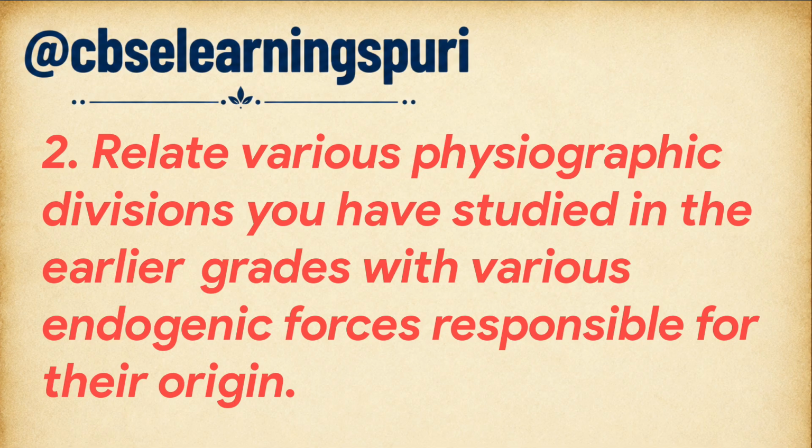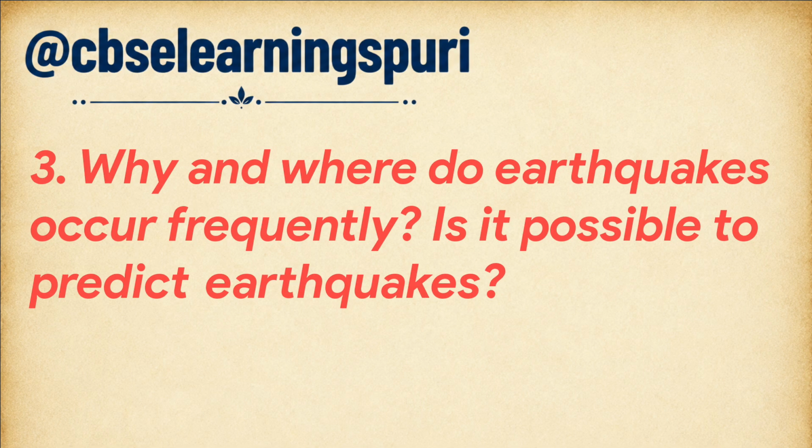In summary, internal forces like folding, faulting, volcanic eruptions, and earthquakes are the builders that create the large-scale features of our world. Why and where do earthquakes occur frequently? Is it possible to predict earthquakes? Earthquakes occur frequently because the Earth's surface is made of large pieces called tectonic plates that are constantly moving. Why earthquakes occur? Earthquakes happen because of the movement of these plates over a hot, semi-molten layer beneath them.